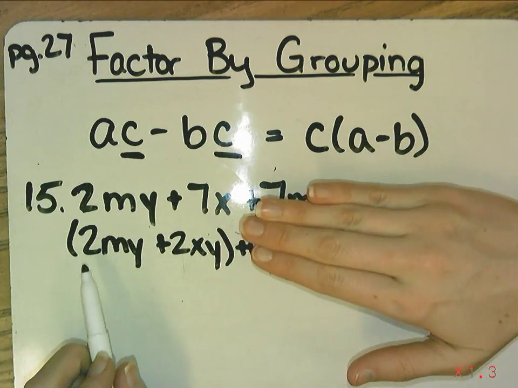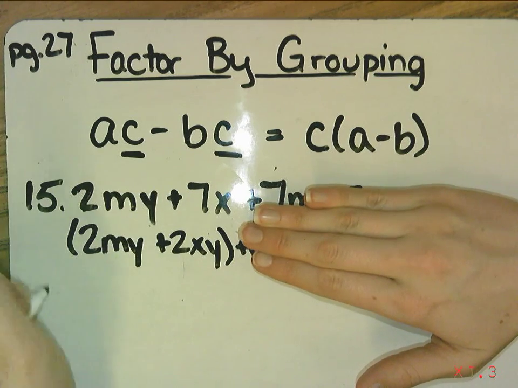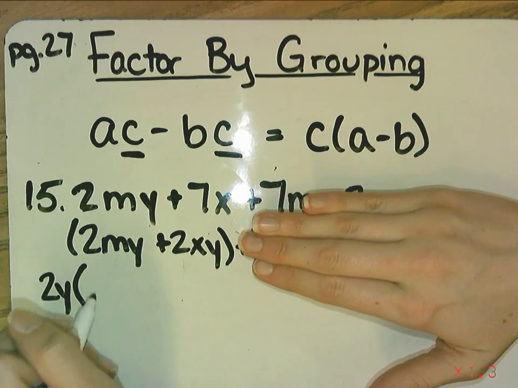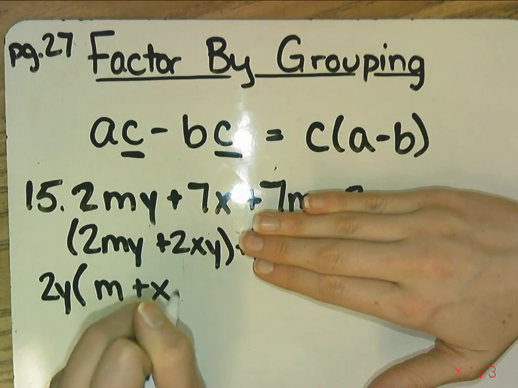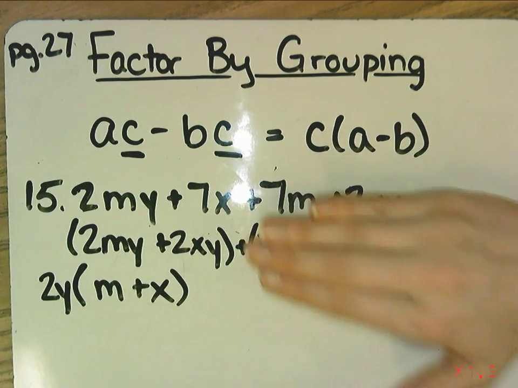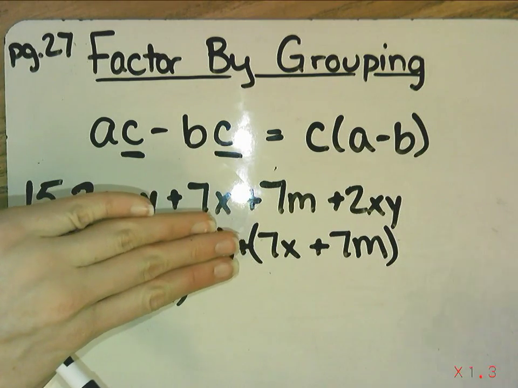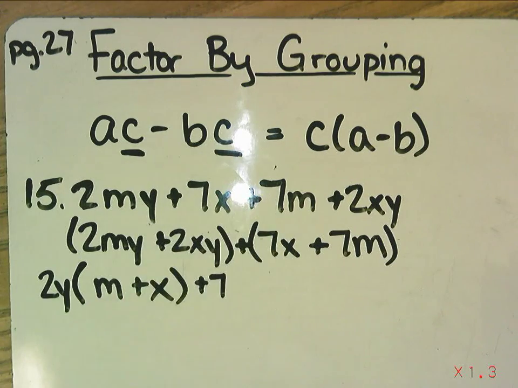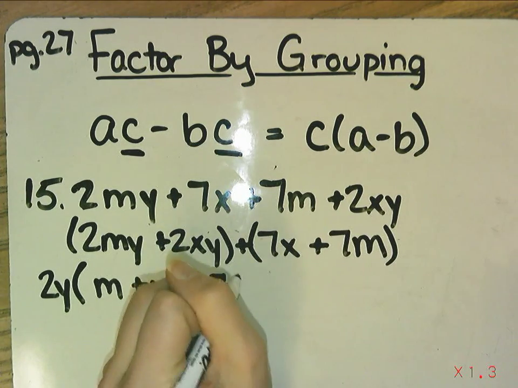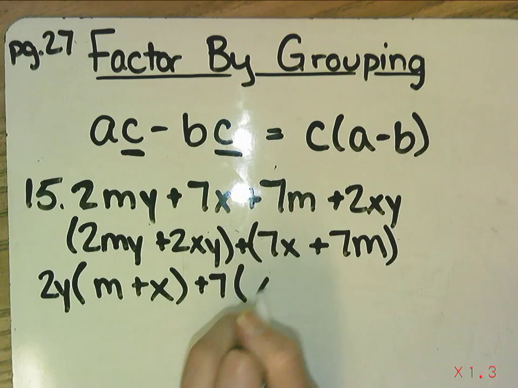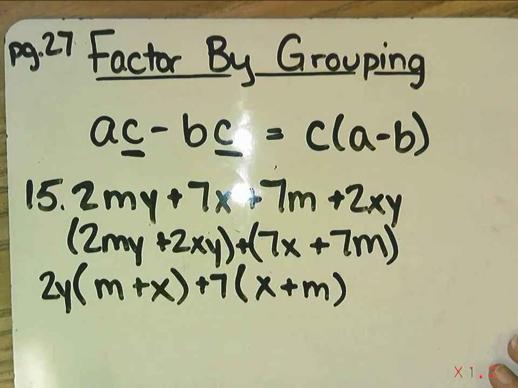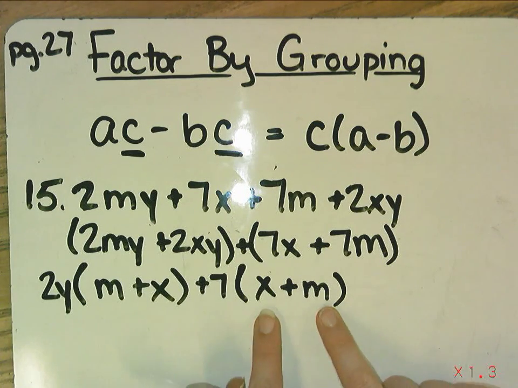So I'm going to look at my first grouping, and their greatest common factor is 2y. When I factor out 2y, I'm left with m plus x. Now I'm going to look at my second grouping. Their greatest common factor is 7. Positive 7, so I put plus 7. And what I'm left with when I factor out 7 is x plus m. So now I'm a little bit closer. M plus x, x plus m.